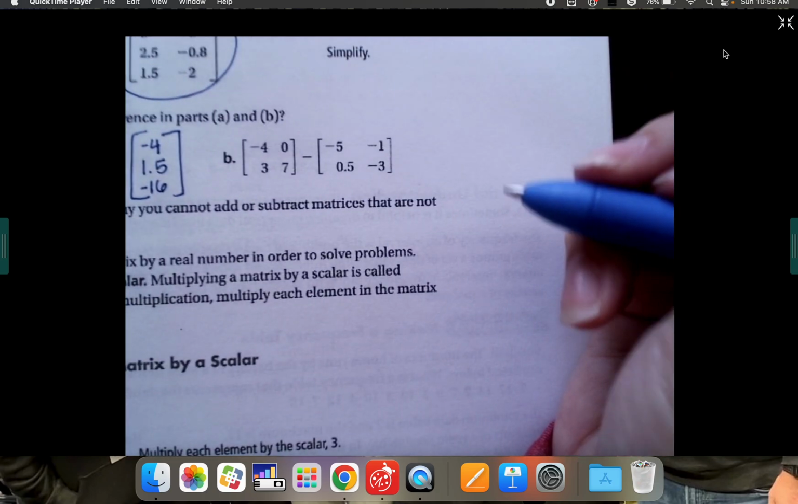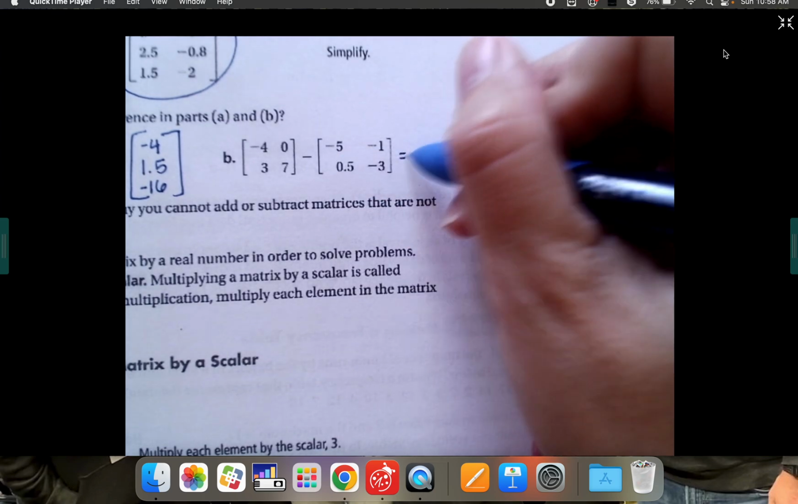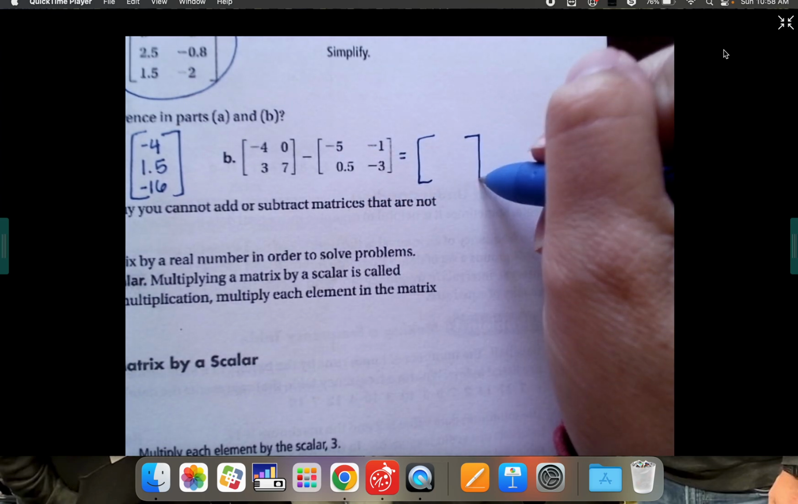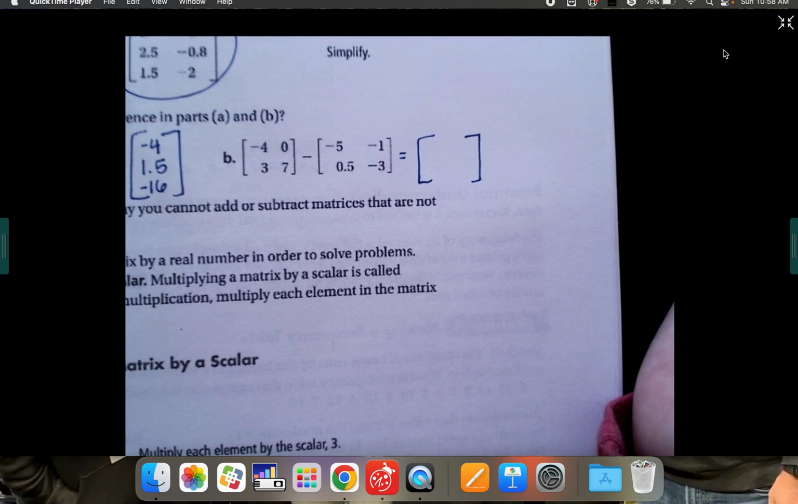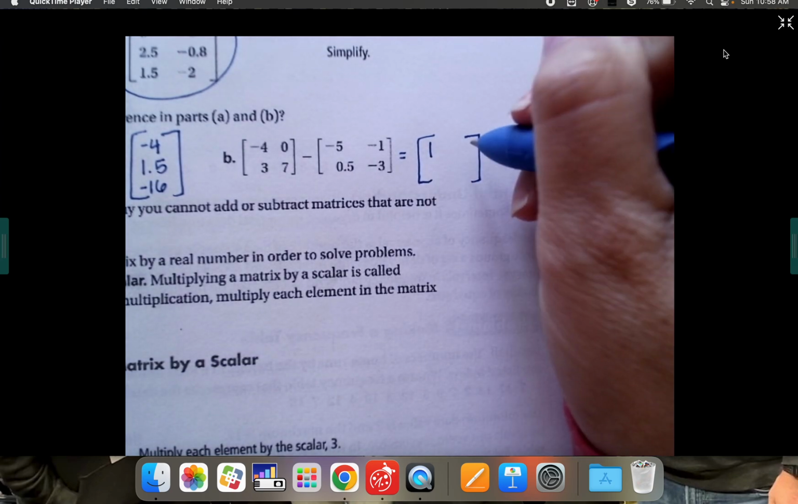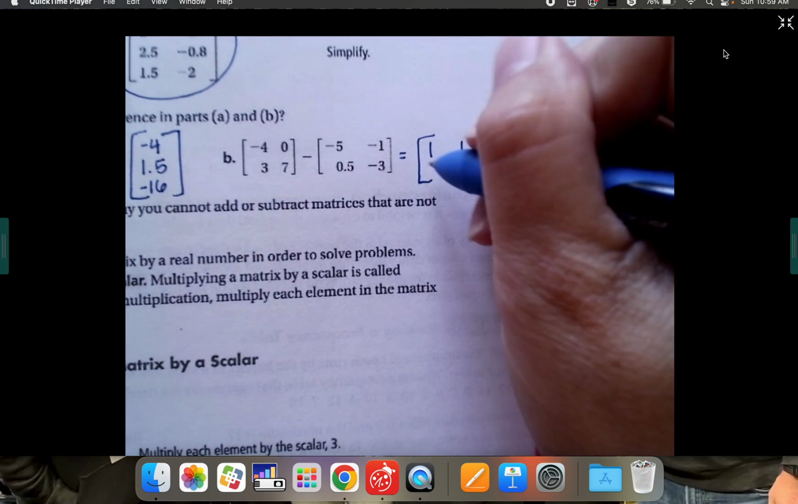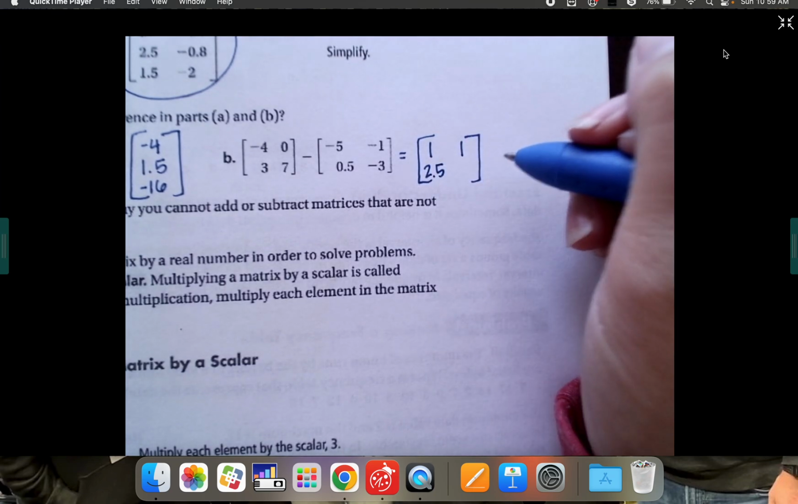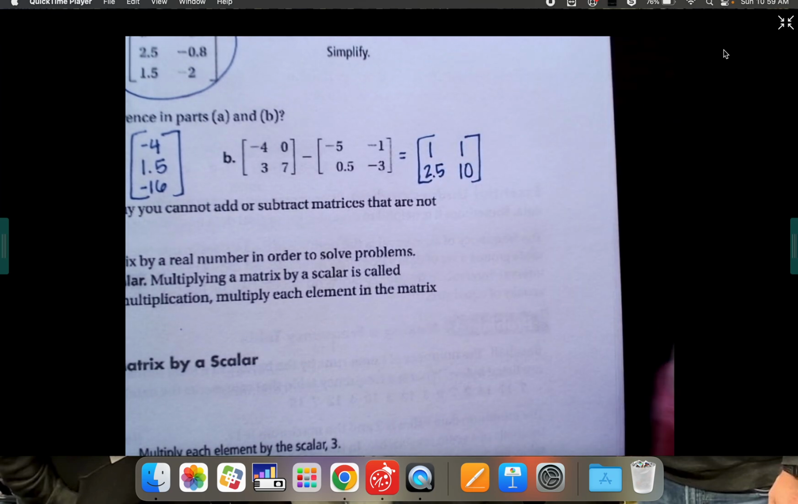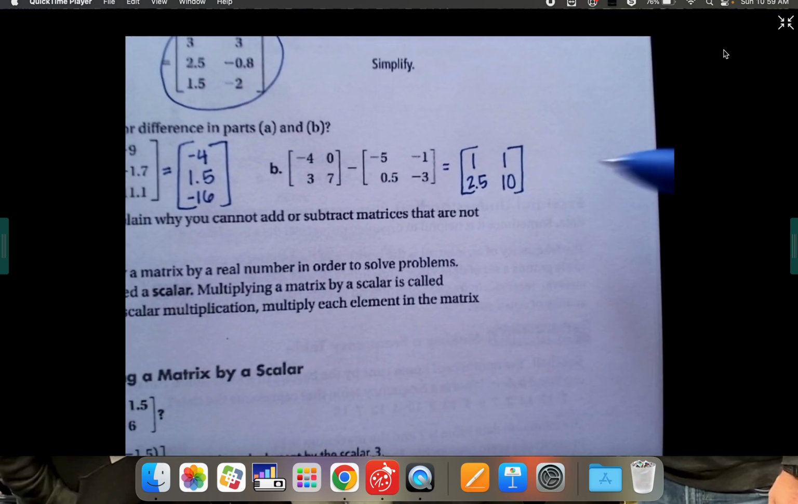All right, when you subtracted this 2 by 2 matrix, you should end with a 2 by 2 matrix because it has to be lined up correctly. You should have gotten 1, then 1, then 2.5, then 10. Double check that I did that right because I didn't actually work it out right here.